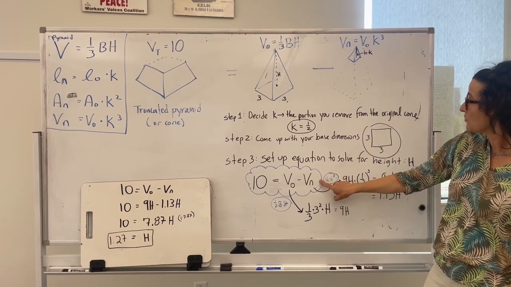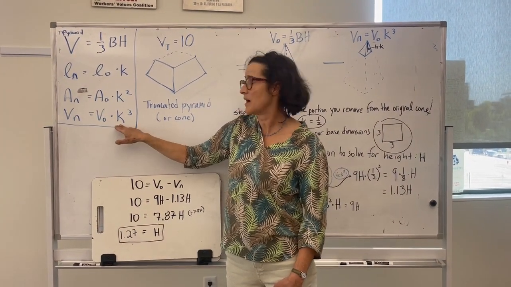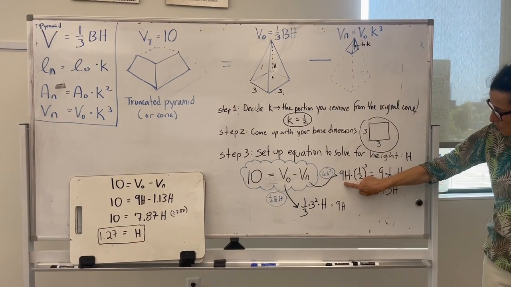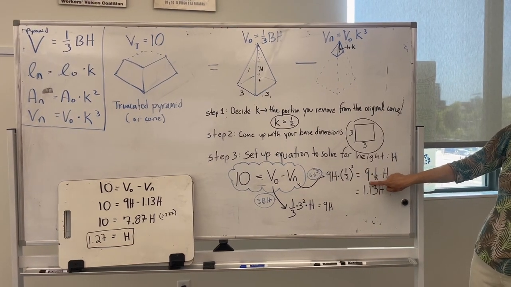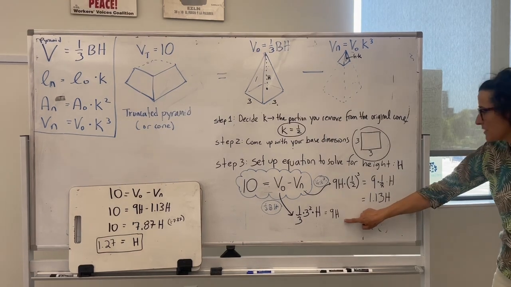And then for my new volume, I remember over here, right? New volume equals the old times k cubed. So I do exactly that: this old volume times my k cubed. I'm going to do the math here. I can combine all my numbers together. Of course, I have to keep my variable out. I end up with these two.